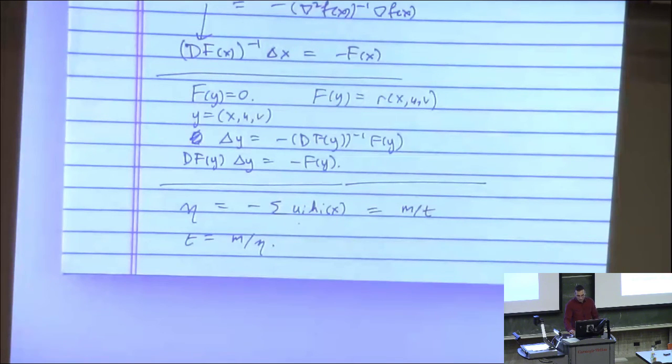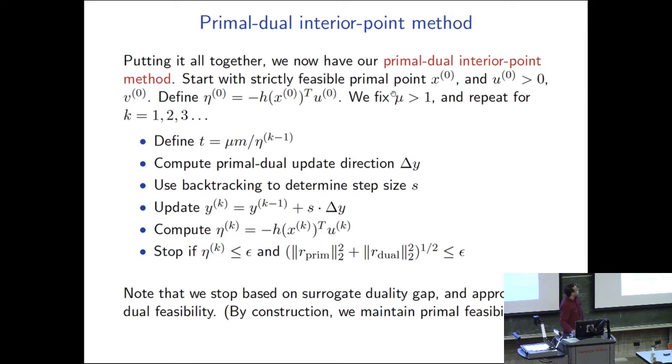Which is indeed what you see here. I just had written it backwards in the previous slide. So here's the method. We fix a strictly feasible primal point. What I mean by that is that this satisfies all of the inequality constraints strictly: h_i of x0 is strictly less than 0 for all i. And we fix a strictly feasible dual point u, so u is going to be strictly larger than 0. That's what I mean by that.